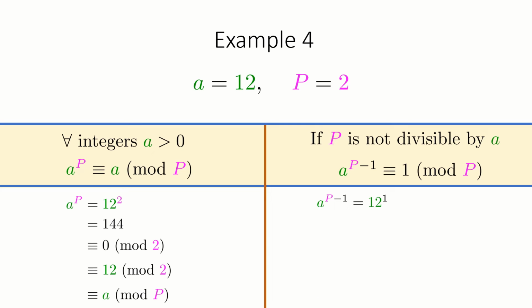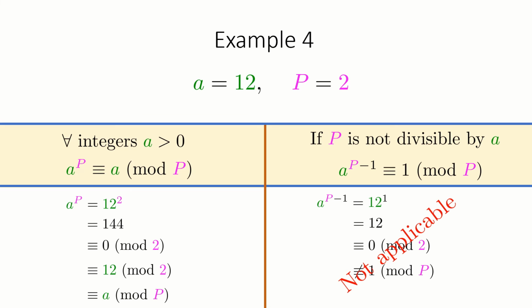A raised to the power p minus 1 is equal to 12, and 12 is congruent to 0 modulo 2. This means that 12 is congruent to 0 plus all multiples of 2. 12 is congruent to 0, 2, 4, 8, and so on, as well as congruent to minus 2, minus 4, minus 6, and so on. But 12 is not congruent to 1 modulo 2. The statement no longer remains true because 12 is divisible by 2, and this variant of Fermat's theorem is not applicable.